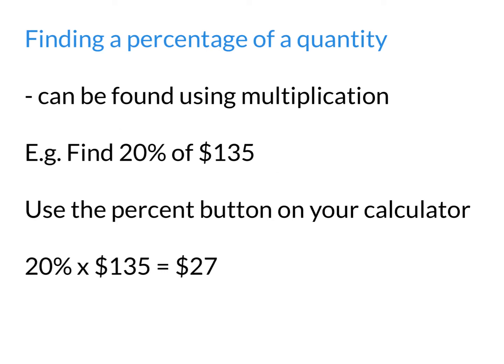So the first thing we're going to look at is how you find a percentage of a quantity. And this can be found using multiplication. An example would be if we were asked to find 20% of $135. On your calculator, you need to know where the percent button is, because that's what we're going to use. We could change the percent to a decimal, but since we already have the percent button, we'll just use that. So on your calculator, you're going to press 20% times 135, and the answer you get is 27. And we put the dollar sign back in front, since that's what the question was asking.